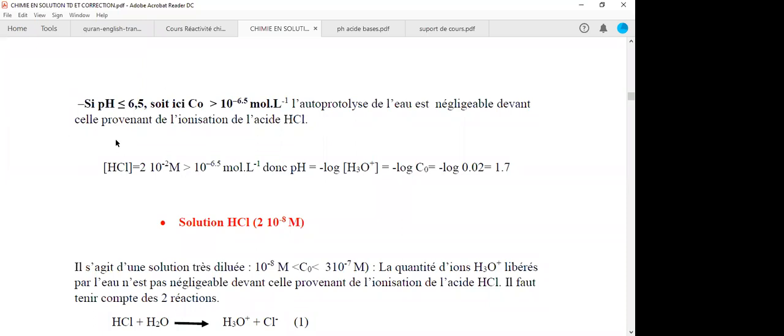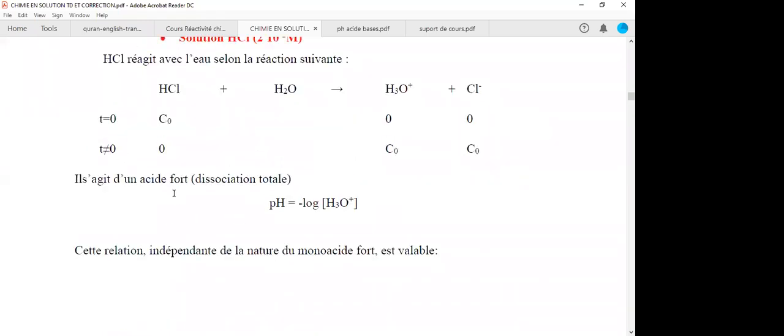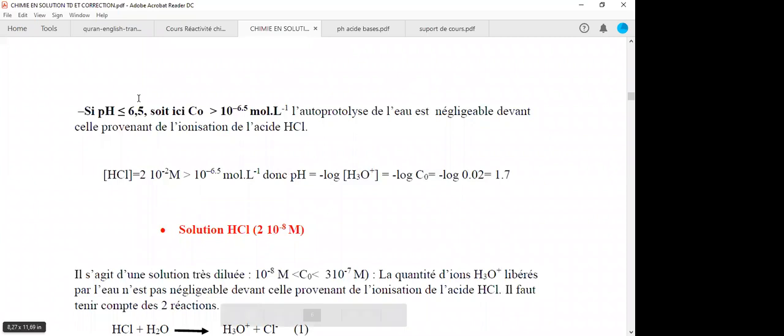Okay, I was saying that this one is a strong acid. And the pH of a strong acid is given by pH equal to negative log of H3O plus. So you can't just start replacing here. You need to verify whether the autoprotolysis of water is included or not. So you have this condition. If the pH is less than or equal to 6.5, it means the concentration has to be greater than 10 to the power negative 6.5.